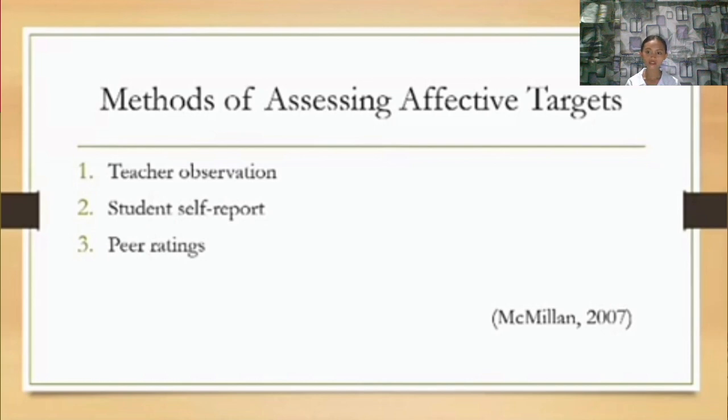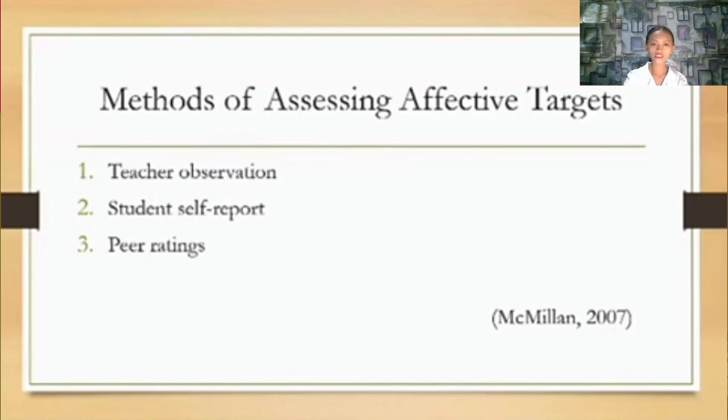The second method of assessing affective target is student self-report. So here, this is actually a type of academic record that allows students to self-report their grades. Then the third one is peer ratings. This refers to the evaluation of an individual's behavior by their classmates or their friends or their associates.